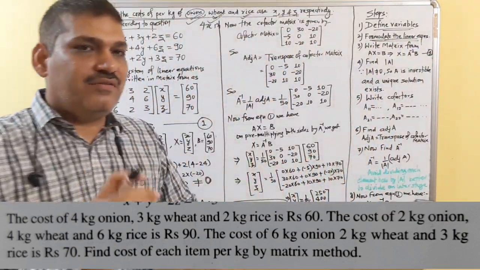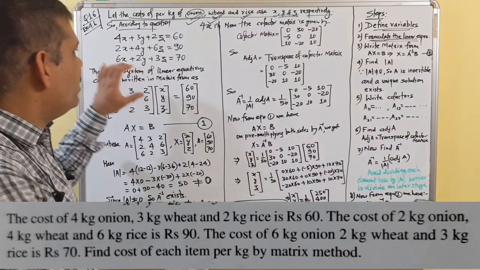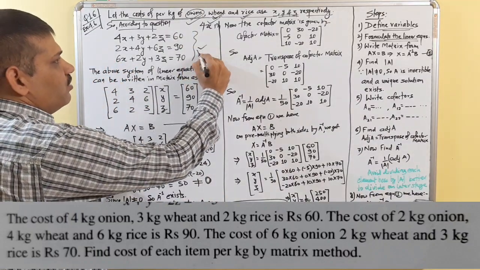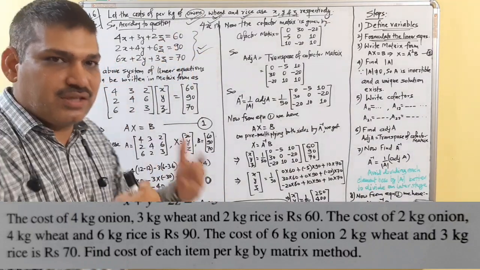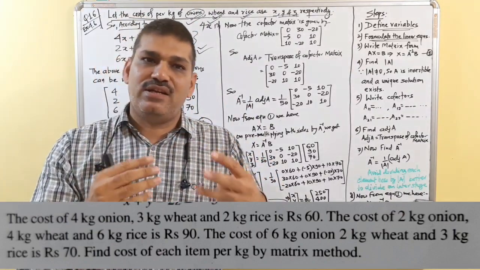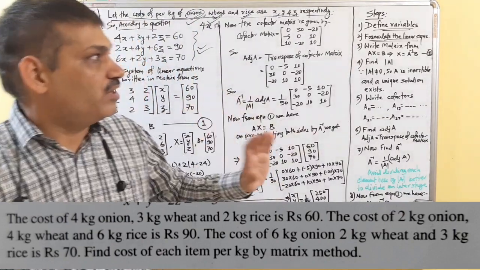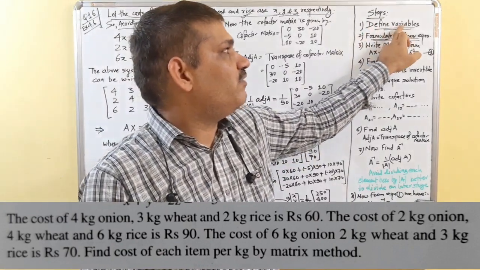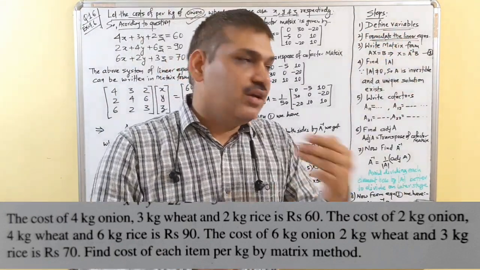Well, if you are not given a word problem, that means you are given this step. You are already given the 2 or 3 equations. If there are 2 variables, then 2 equations will be given. If there are 3 variables, then 3 equations will be given. And in a word problem, we are to define the variables and formulate the linear equations.